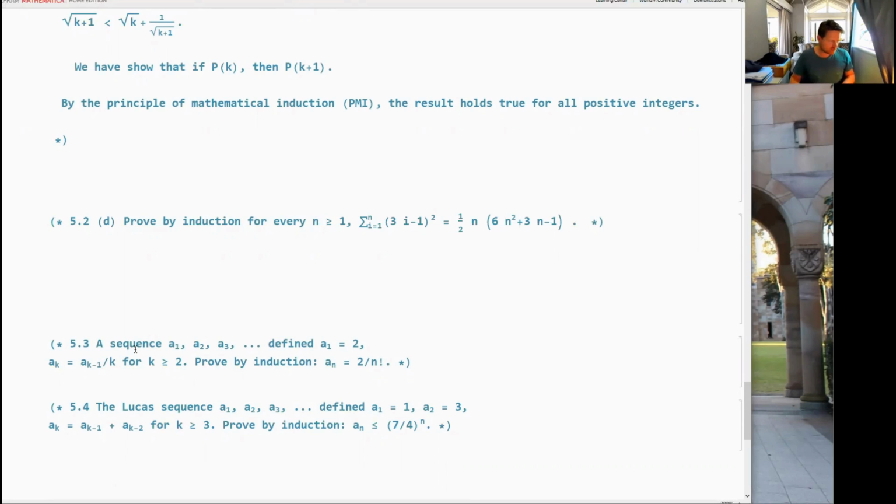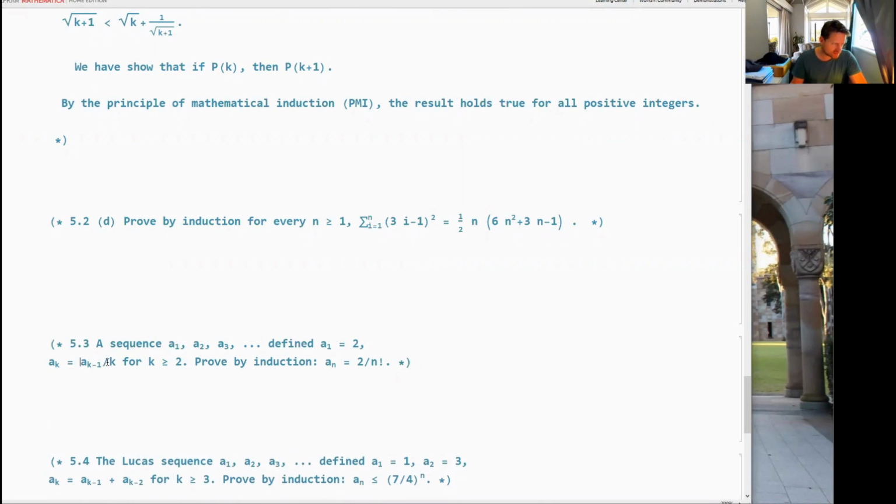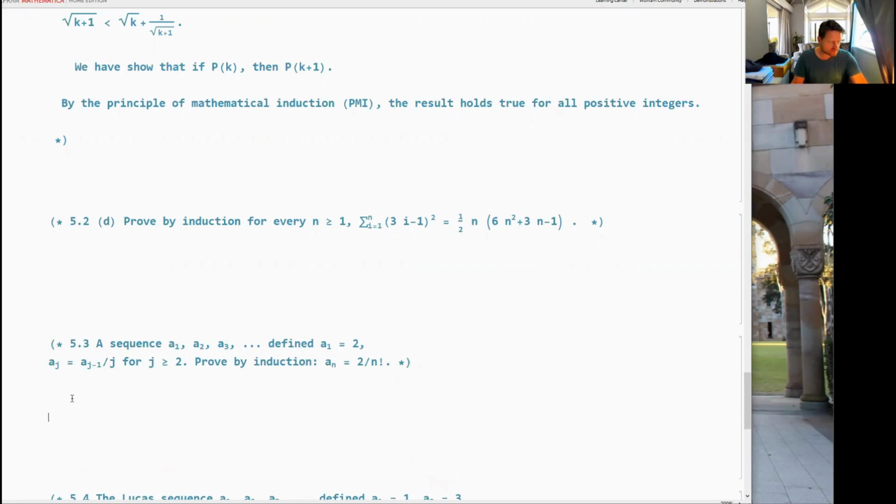So 5.3, we've got a sequence. It's recursively defined, but it only takes in the last one. So this is telling us that we only need ordinary induction to do this. So I'm going to change this to a j again. Okay, so for j greater or equal to 2. Okay, and so we do this for the first one. So in other words, a2 is equal to a1 divided by 2. And then what was a1? It's 2. So this is 2 over 2, which is 1.